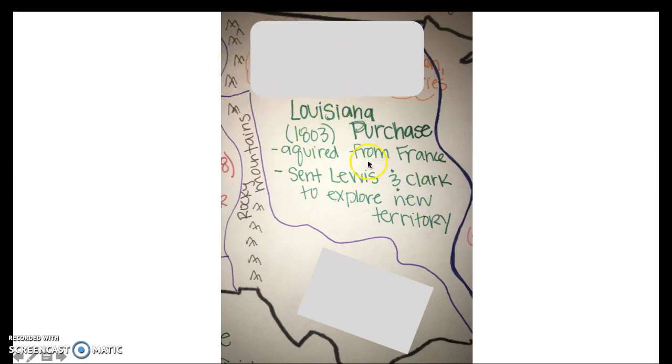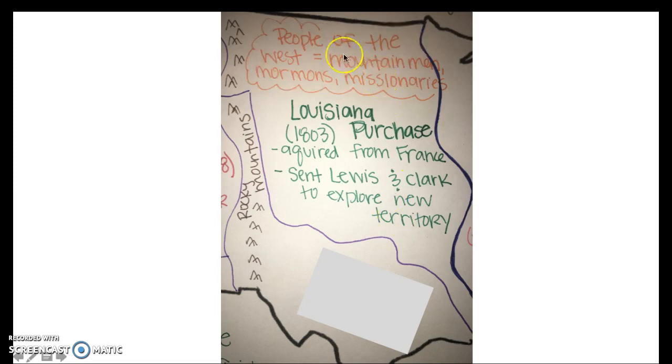Okay. So this huge piece of land mass doubled the size of the United States. We acquired this land from France. It's called the Louisiana Purchase in 1803. What type of people lived in the West or in these regions? What type of people besides Lewis and Clark explored this region after we got it? Well, we have people of the West.